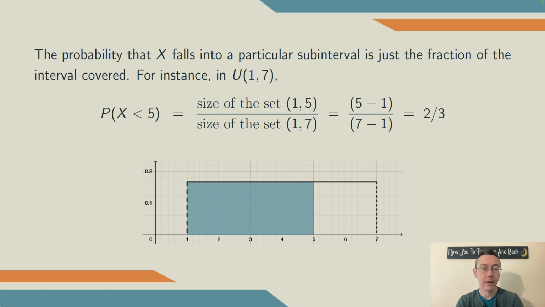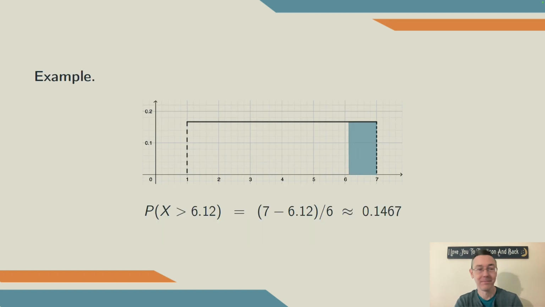For instance, in the uniform distribution starting at 1 and ending at 7, the probability that x is less than 5 is just going to be the width of the interval from 1 to 5 divided by the total width of the interval 1 to 7. We do a little arithmetic and simplifying, and we get 2/3. Visually, this means that 2/3 of the area under this graph between 1 and 7 is shaded when we just look between 1 and 5.